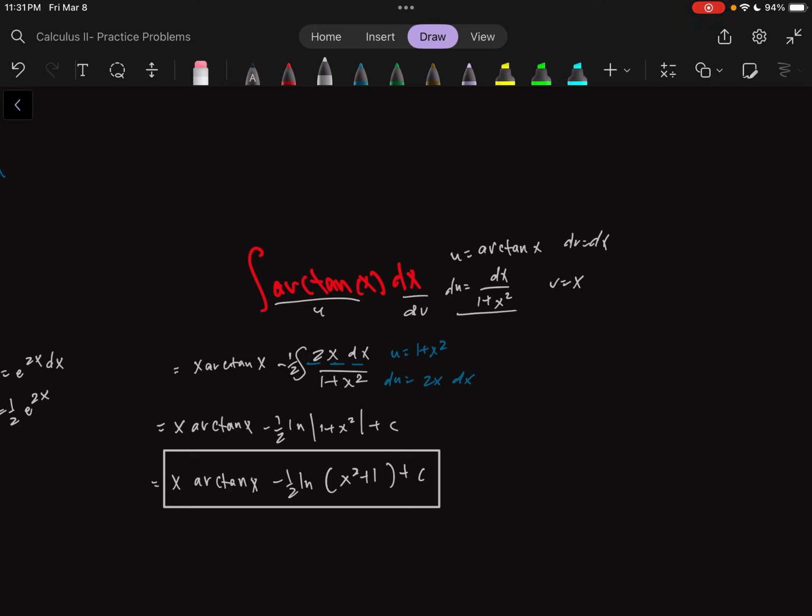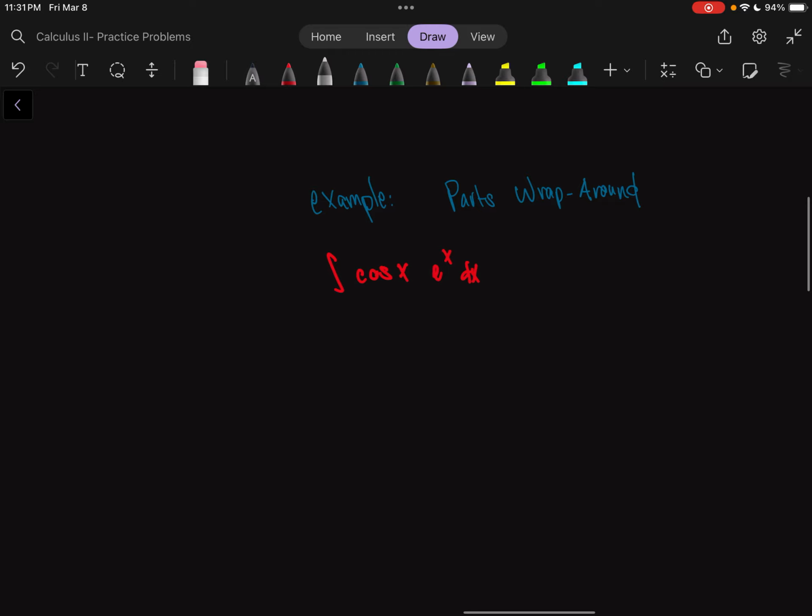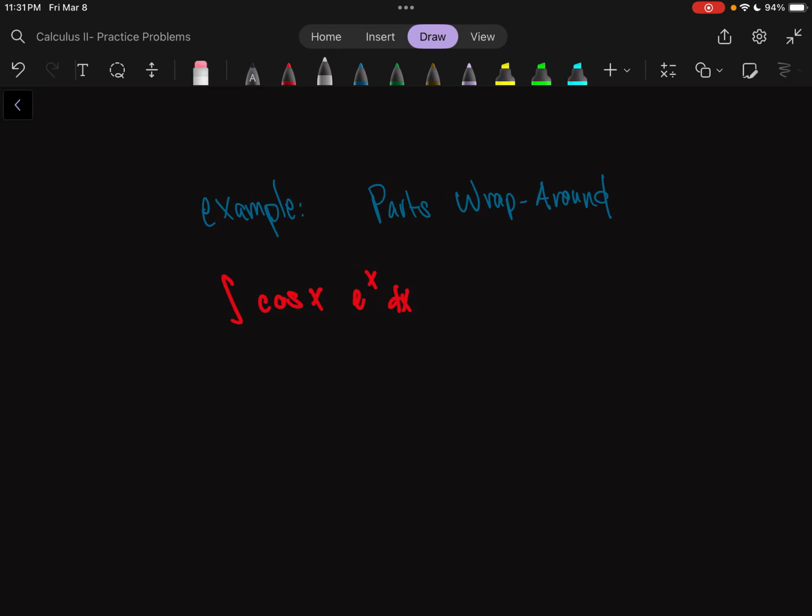So now we can look at some more integrals. One called the parts wraparound problem. See, in this case, there's no good u. And what I mean by that is that when we take the du, it's not going to really get us closer to an easier integral, because both this trig function and this exponential function have unlimited derivatives and integrals, so there's really no good u or dv substitution.